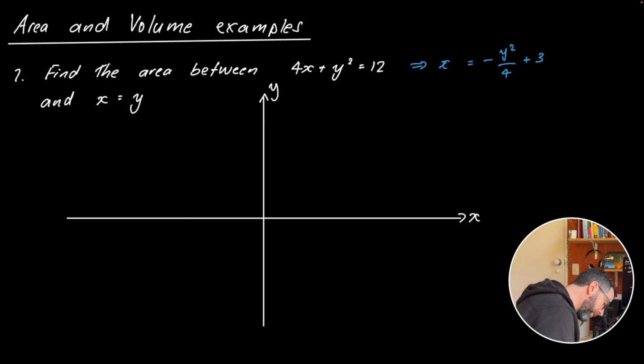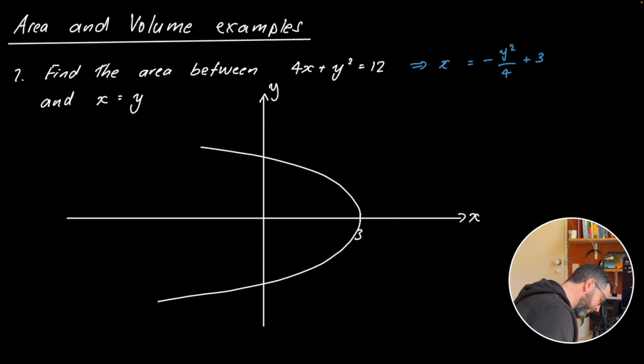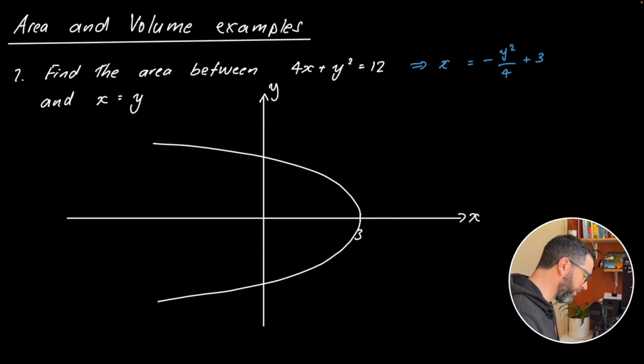So we'll mark on 3 here. Let's say 3 is this way, and our parabola is going to be curving something like that. We can figure out where it crosses the y-axis if we feel like it. So that's curve number 1, and curve number 2 is x equals y, alternatively y equals x. That's going to be a straight line that goes through at 45 degrees, like this.